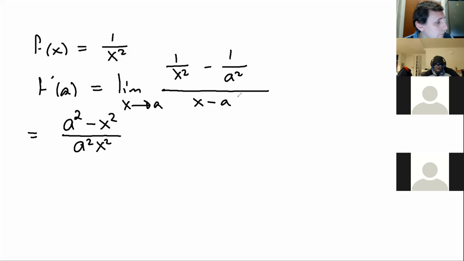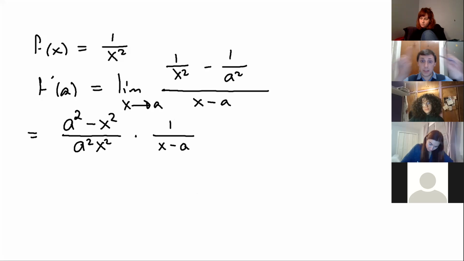And if I divide by x minus a, that is the same as multiplying by 1 over x minus a. Good? You should be able to get to that point immediately, guys. Two fractions, you know how to subtract one fraction from another. They have to have the same denominator. So one requires top and bottom multiplication by a squared. The other requires top and bottom multiplication by x squared.